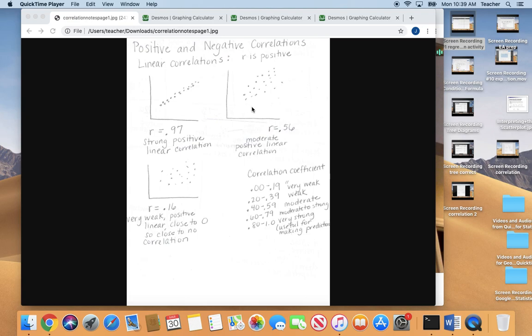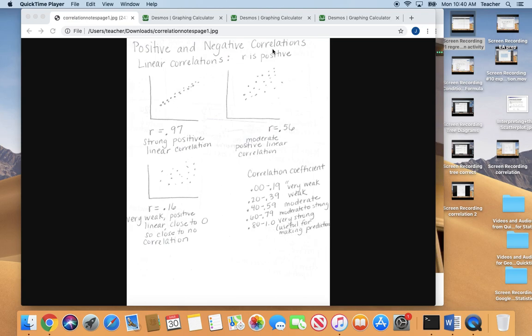This would be a moderate positive linear correlation, and that's because your R value is still positive, but it's not as close to a straight line. And this would be very weak with R equals 0.16. It's close to 0, so there's really close to no correlation at all, and it's not going to be very useful for making predictions. So if your correlation coefficient for a linear correlation is between 0 and 0.19, it's very weak. If it's between 0.20 and 0.39, it's weak. 0.40 to 0.59, it's moderate. 0.60 to 0.79, it's moderate to strong. And 0.80 to 1.0, it's very strong, and it's useful for making predictions.